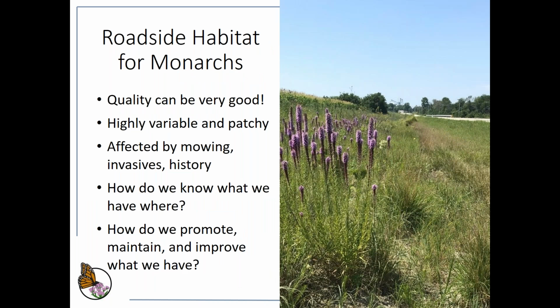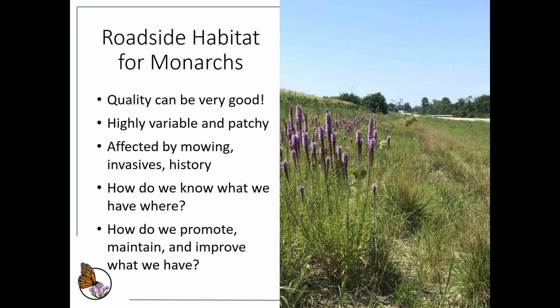Something we can say about Monarch Habitat and roadways is that it's highly variable, and some of it can be really excellent. So this is a pretty cool site here, kind of a prairie remnant. It's also quite patchy. That's sort of how milkweed grows. And we know it's also really affected by a lot of management that takes place in rights of way. So how do we know what we have where, and how do we know how our management is going?